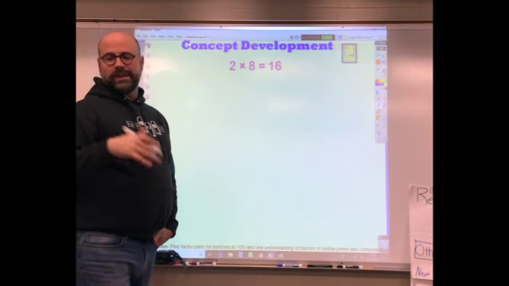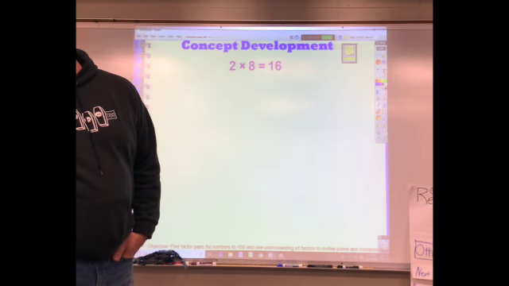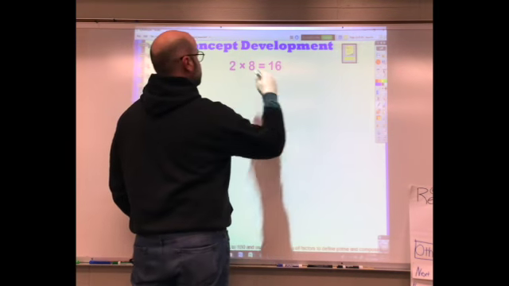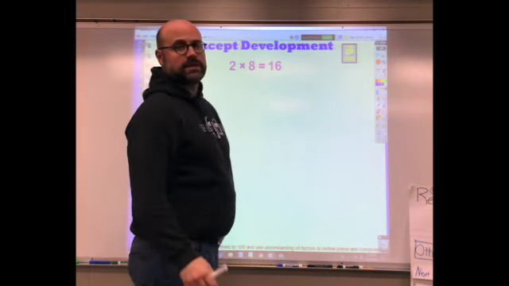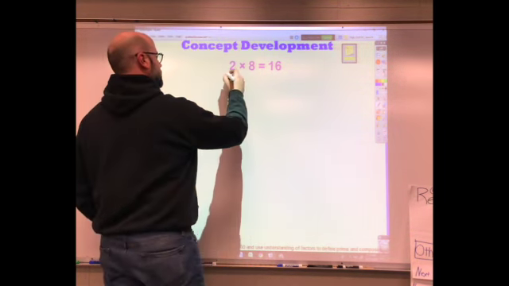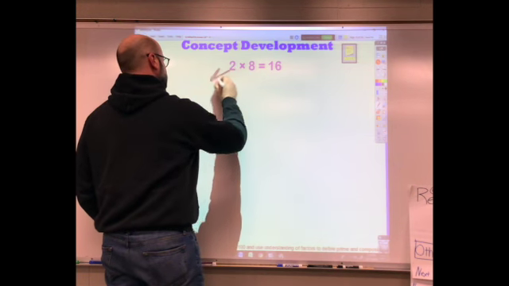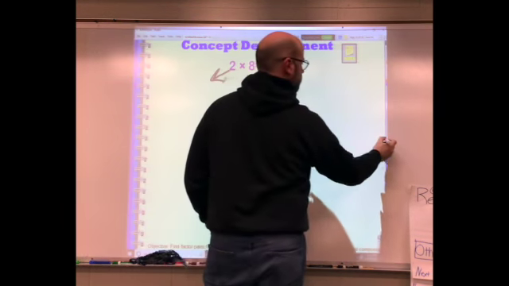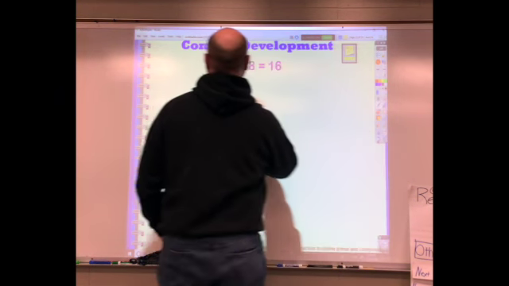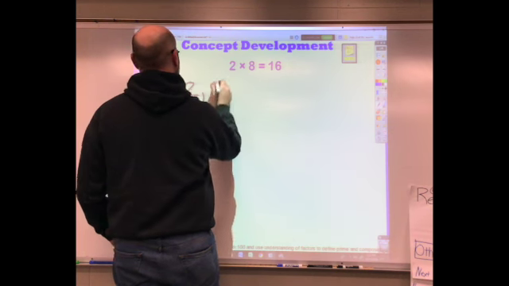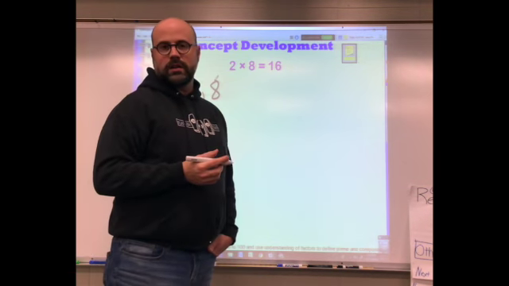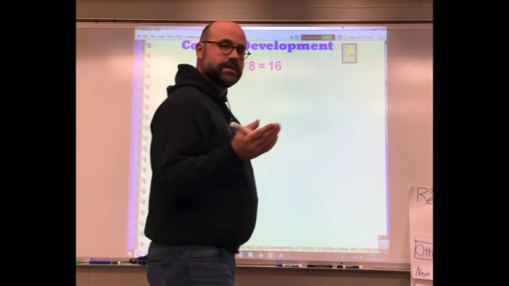And now we've taken away the arrays, where we're just going to look at this number. What are the factors here? 2 times 8 equals 16. What are the factors? 2 and 8, Mr. Royens. Absolutely. Good job, class. Actually, you know what? 2 and 8. What are the other factors of 16?